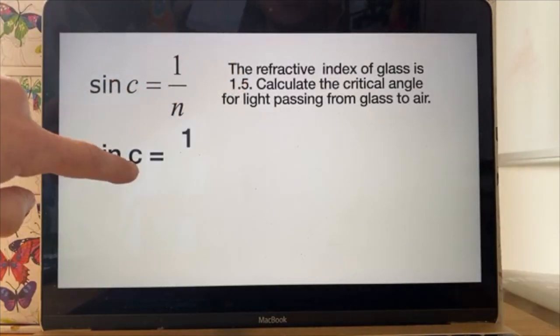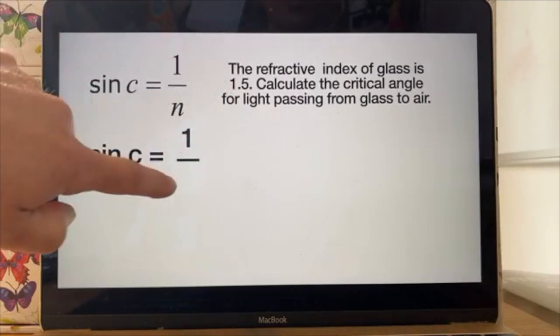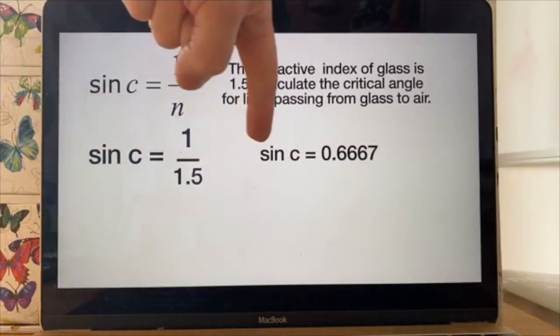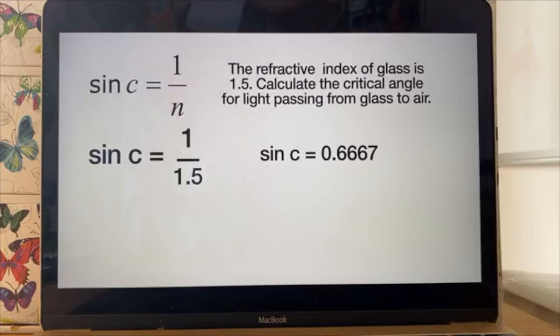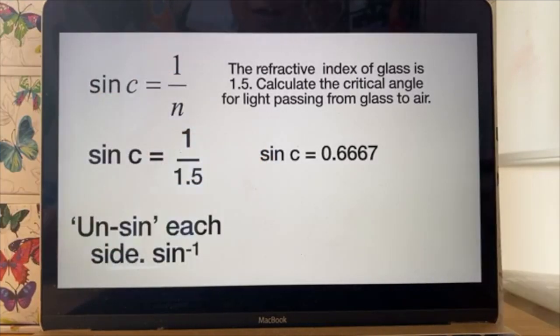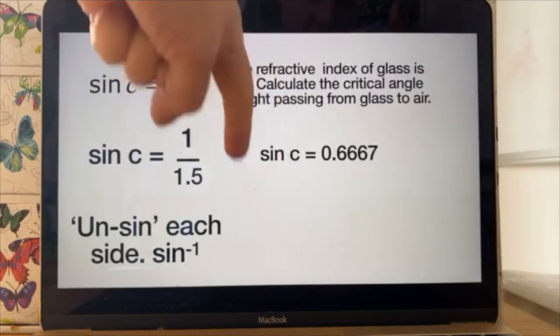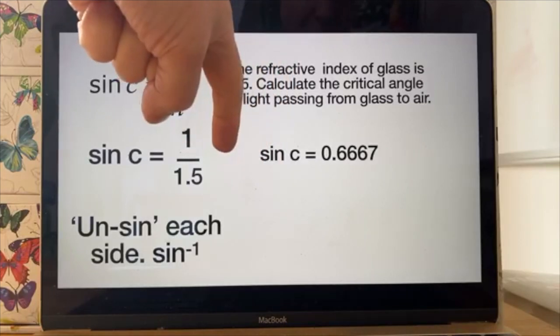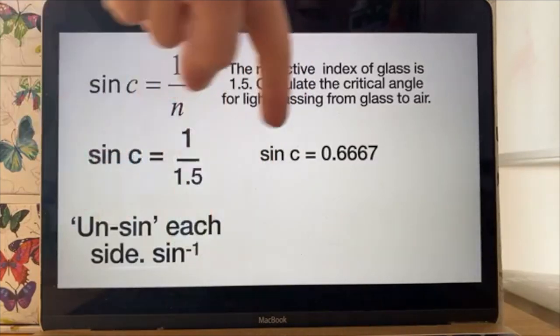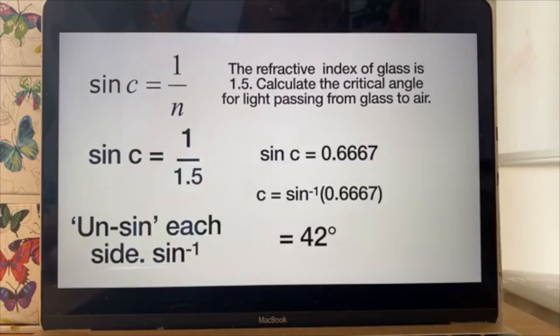So we do sine C equals 1 divided by 1.5. And I get the answer, sine C equals 0.6667. So then I've got to do my sine minus 1 on both sides. Is that okay? I need C on its own, so I've got to do sine minus 1 on this side, because sine minus 1 of sine C is just C. And then I've got to do sine minus 1 of 0.6667 as well, which is 42 degrees.